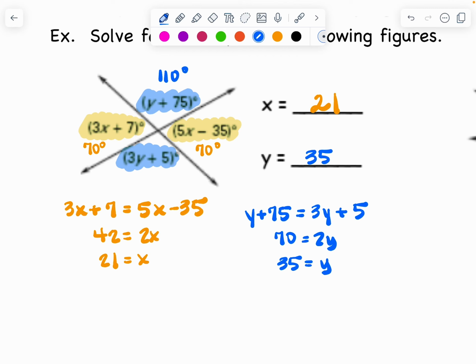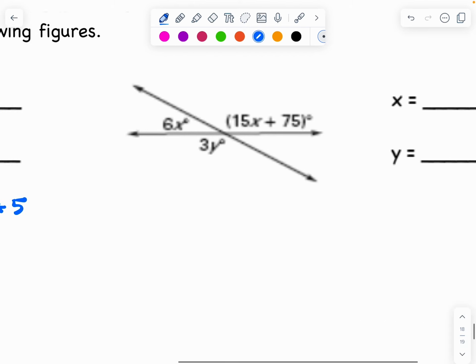I am going to check my work though, right? Obviously that does give me 110, and if I plug in 3 times 35, that's 105 plus another 5. What do you know? 110. So my picture totally works. All of my vertical angles are congruent. All of my linear pairs are supplementary. So it looks fantastic.